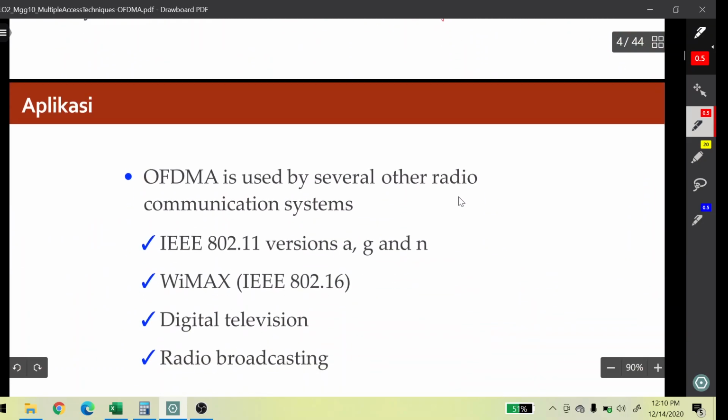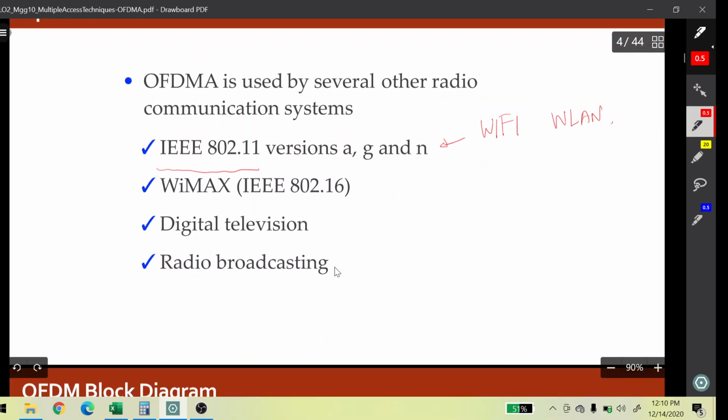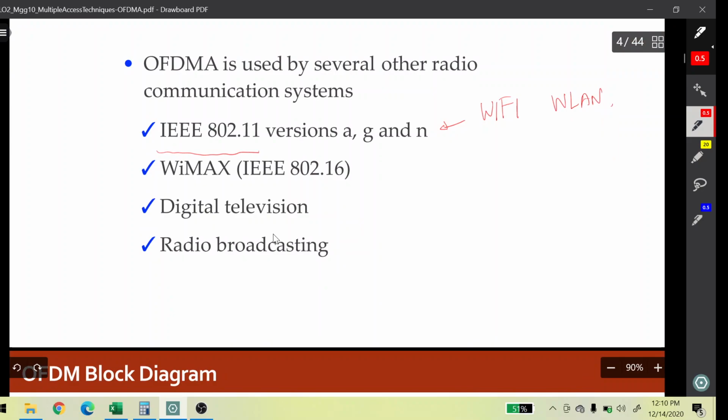OFDMA is used by several other radio communication systems, such as IEEE 802.11, which is Wi-Fi, or wireless LAN. It is also used by WiMAX, IEEE 802.16, and digital television and radio broadcasting.